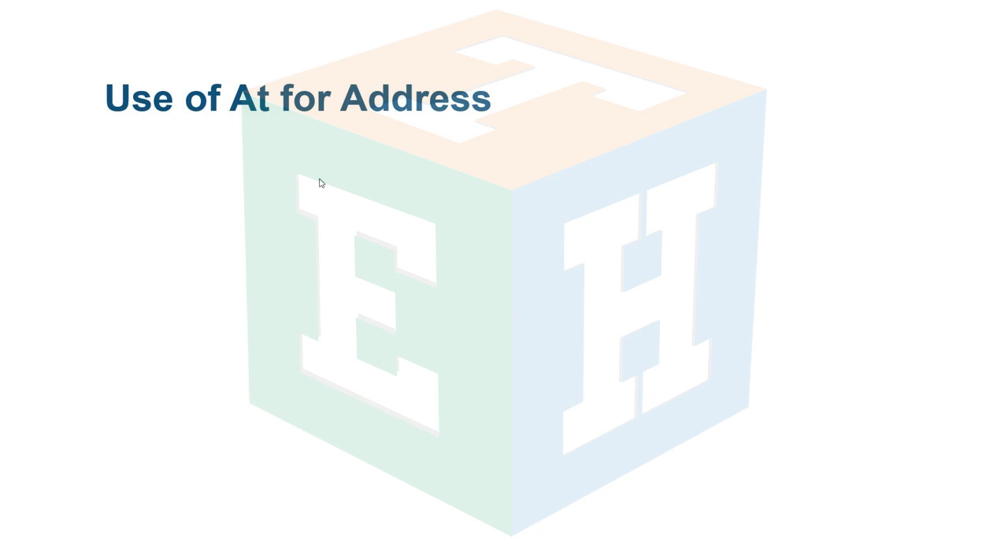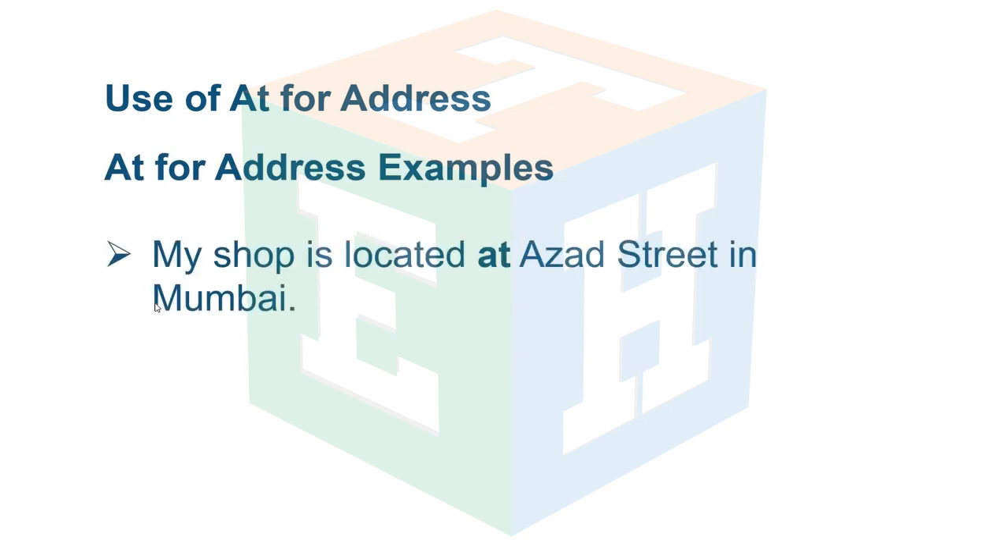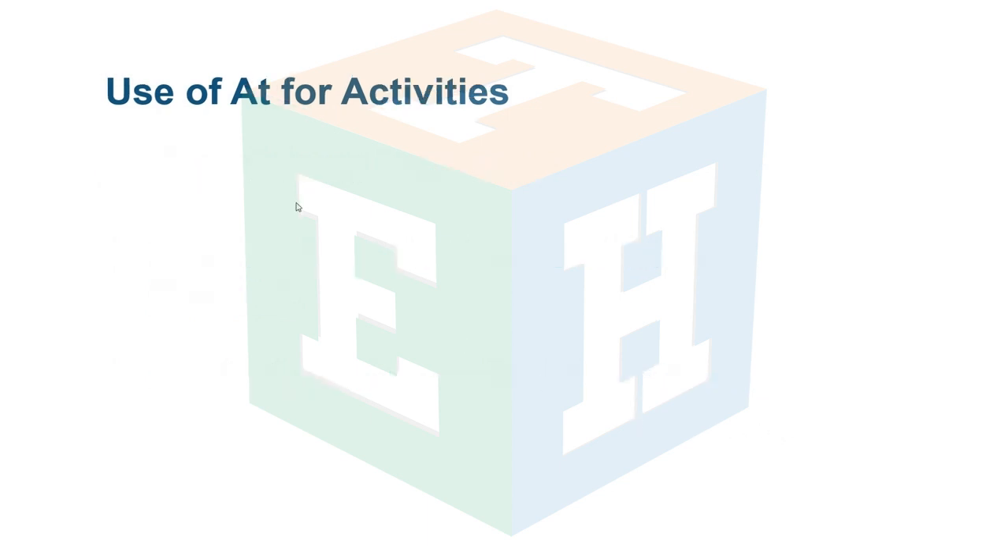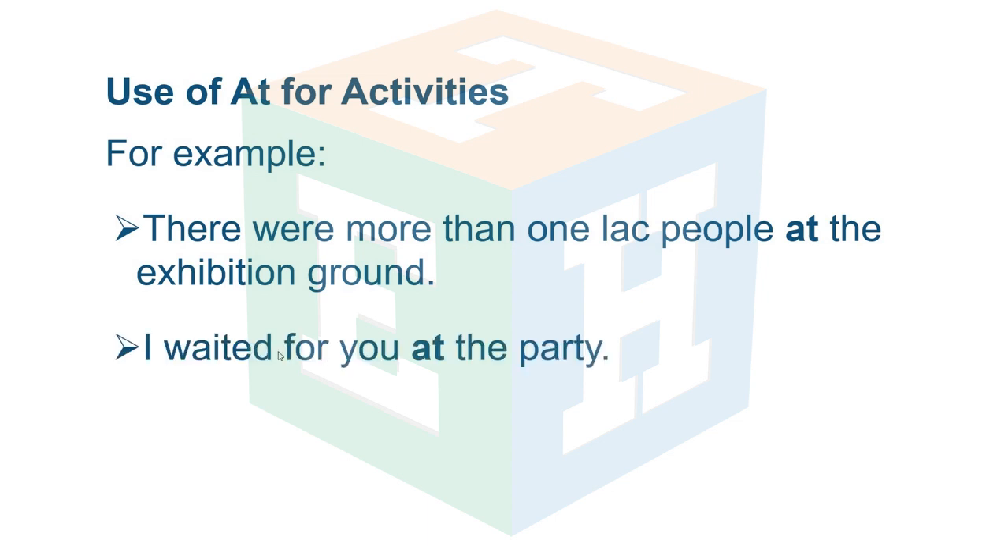Use of at for address. At for address examples. My shop is located at Azad Street in Mumbai. Contact us at name123@gmail.com. Use of at for activities. For example, there were more than 1 lakh people at the exhibition ground. I waited for you at the party.